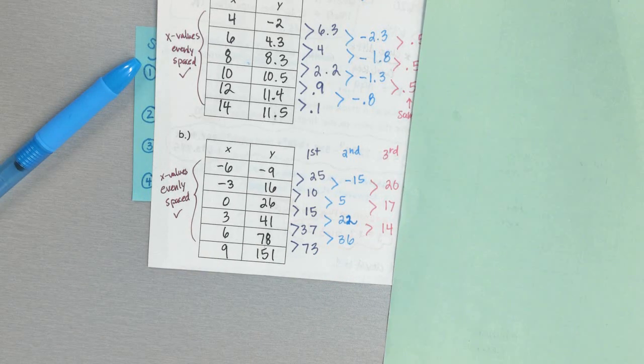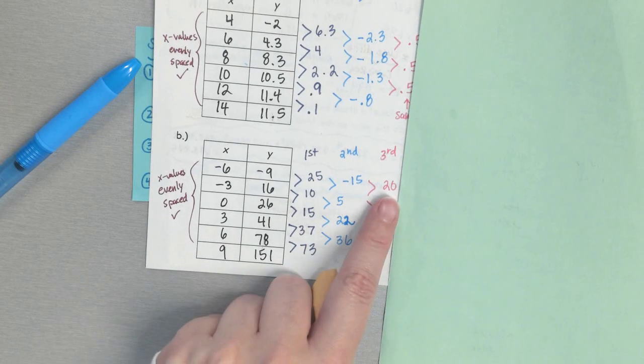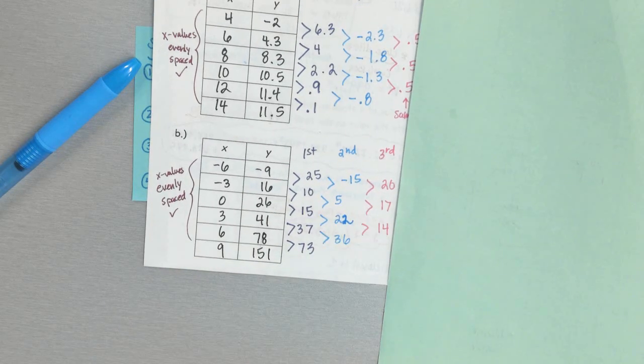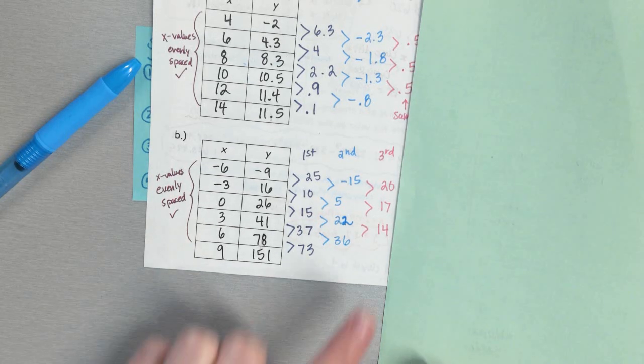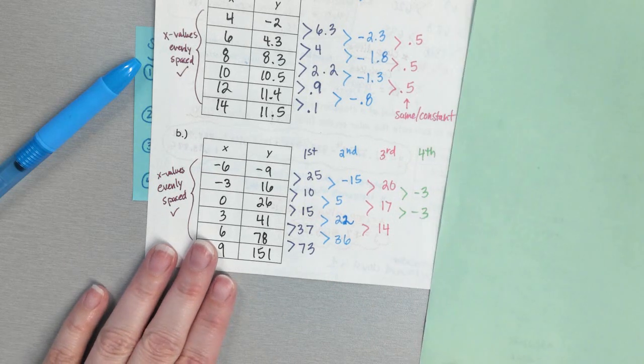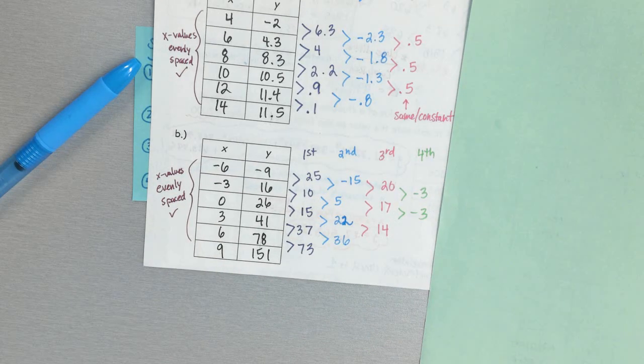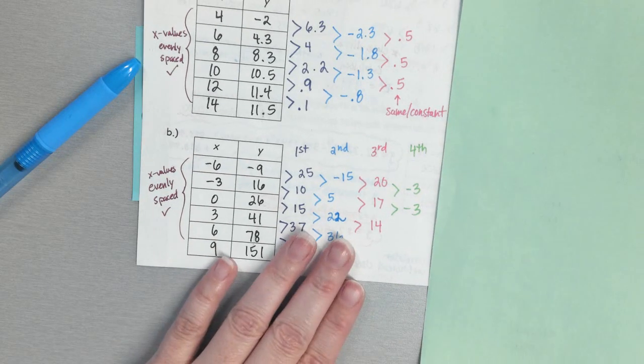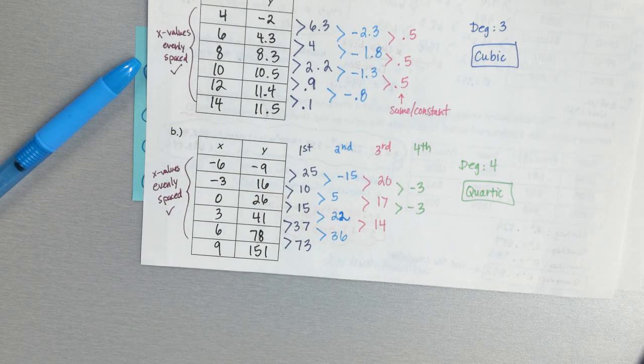All right, then we got to the third differences. And to go from -15 to 5, we went up 20. 5 to 22 was up 17. 22 to 36 was up 14. And we still didn't have the same. So then we went to the fourth differences. And yay, they were both -3. So because those were the same, the degree is 4. And it is a quartic function.